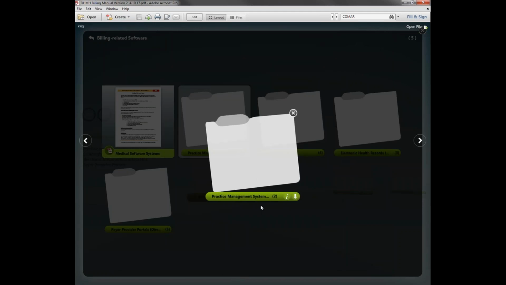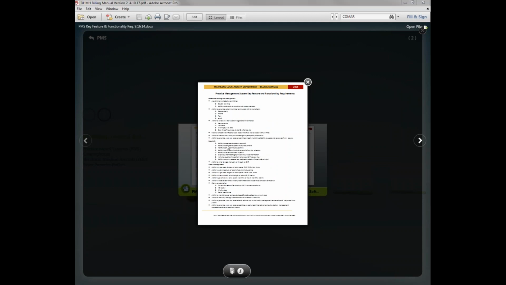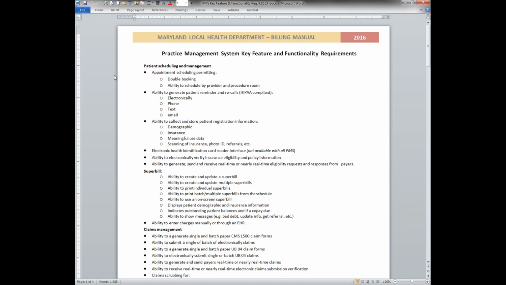The next subchapter that we're going to go into is the first billing related software that we'll be talking about. That's the practice management system. We'll open that up. The practice management system, key features and functionality requirements. So this document really goes into more detail about the key features of a practice management system.